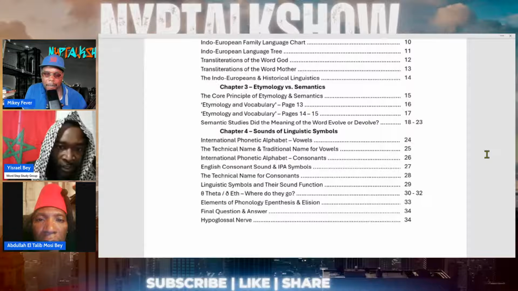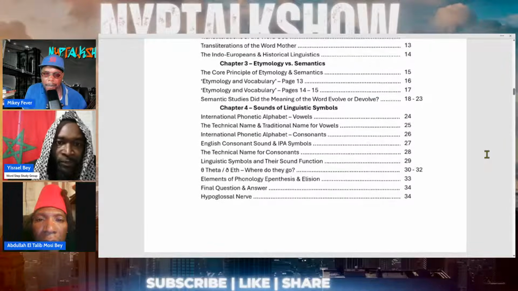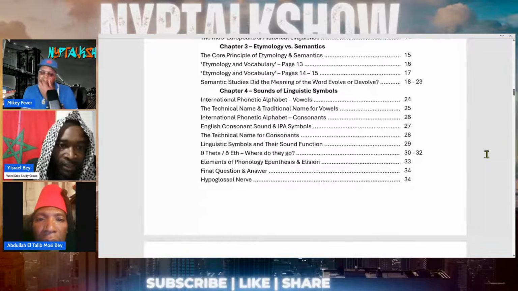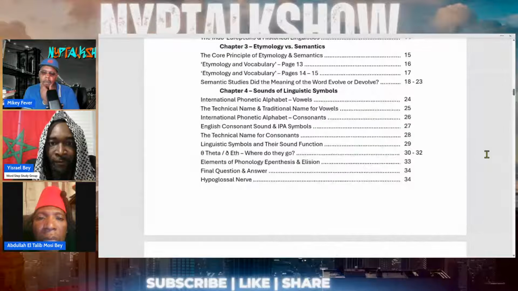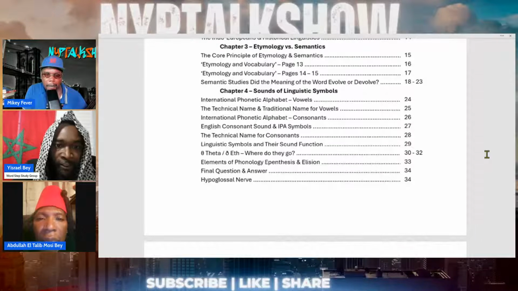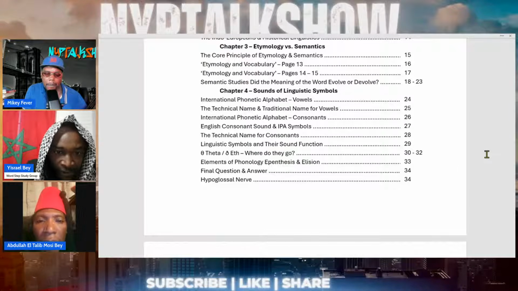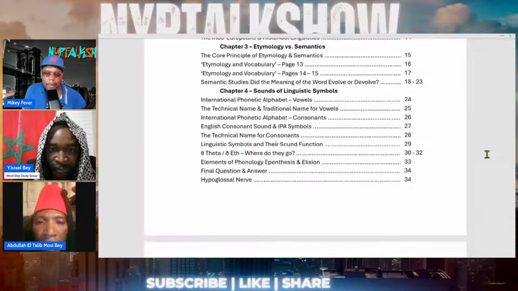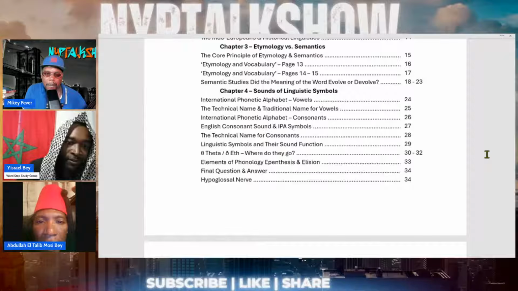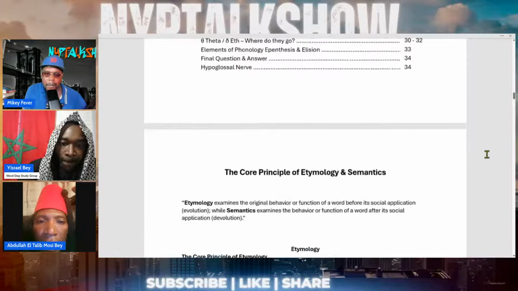In chapter 4, sounds of linguistic symbols, international phonetic alphabet, vowels, the technical name and traditional name for vowels, international phonetic alphabet, consonants, English consonant sound and IPA symbols, the technical name for consonants, linguistic symbols and their sound function, theta and eth, where do they go, elements of phonology, epenthesis and elision, final question and answer, and hypoglossal nerve.